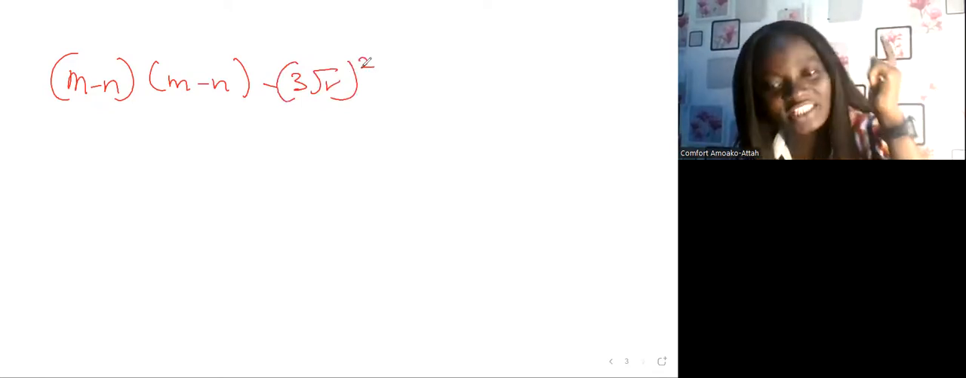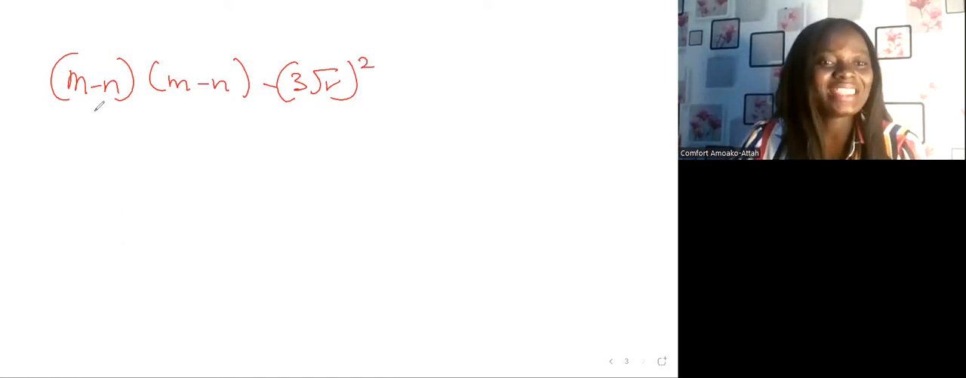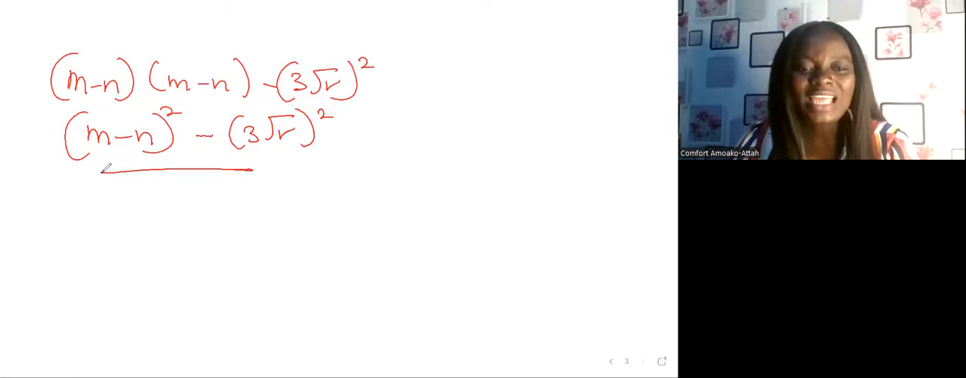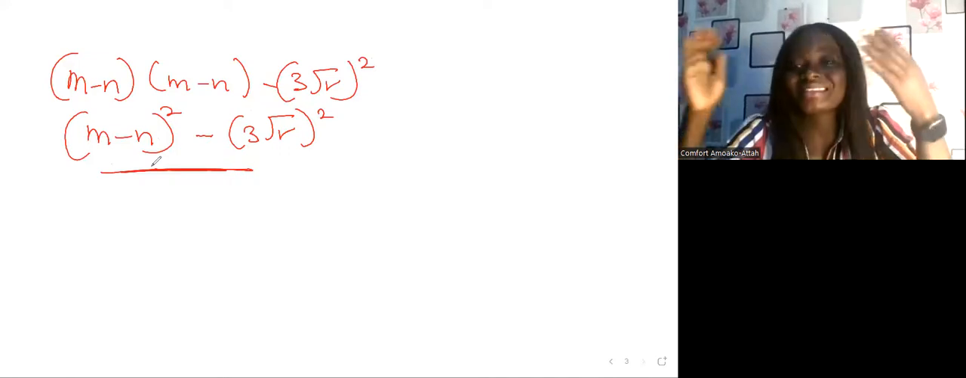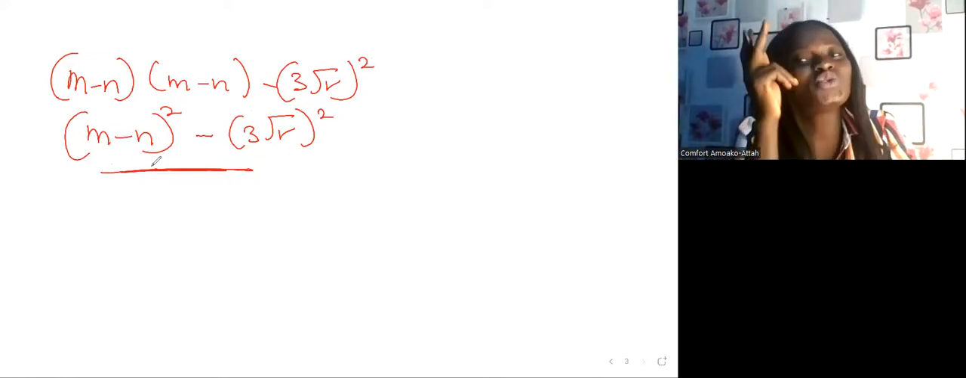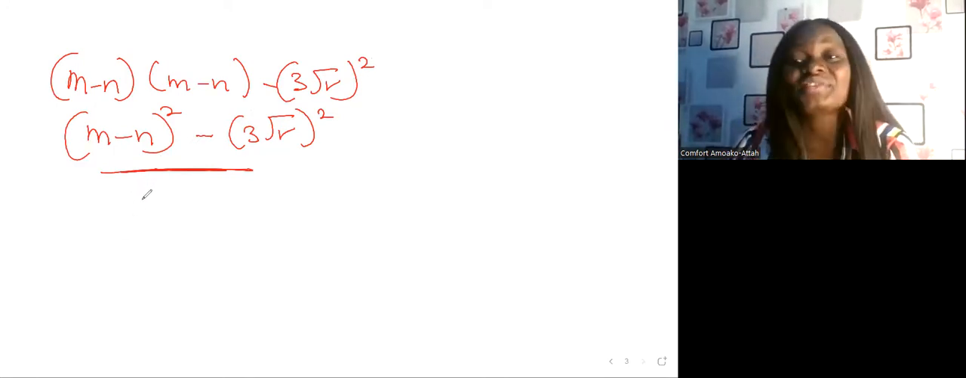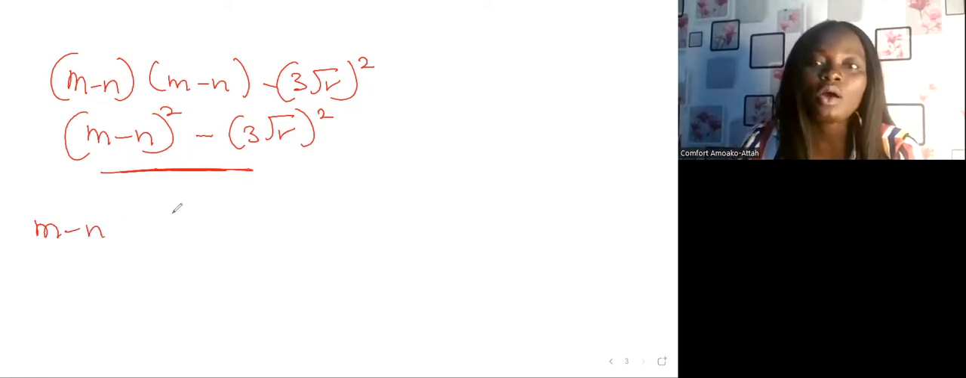What can you project? Can you project something? Yes, math. That is good. So when I get here, this is the same as m minus n all squared minus 3 root r all squared. What can you say about the expression? It is a difference of 2 squares. That is what we treated in our previous lesson. Difference of 2 squares. All right. So now we are going to have m minus n.